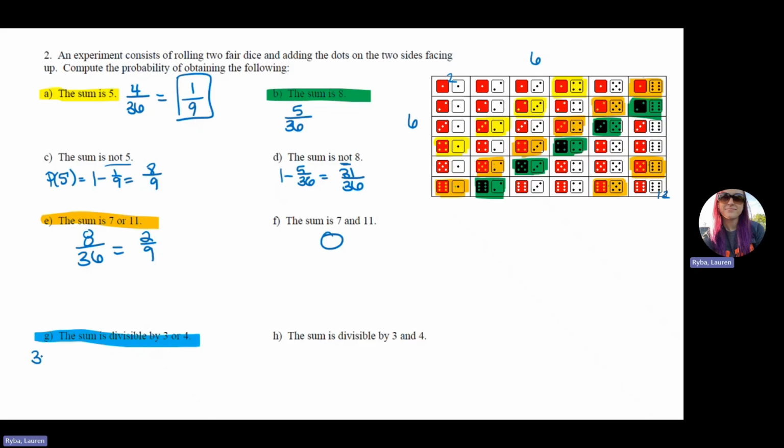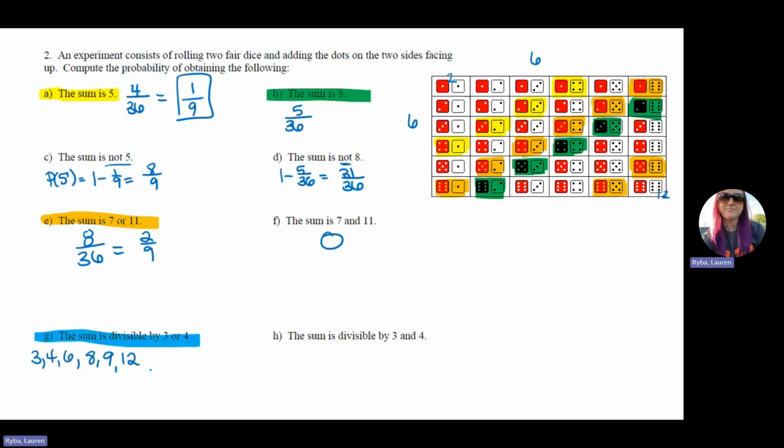3. 3 is divisible by 3. Give me another number. 4. 4 is divisible by 4. Give me another number. 6 is divisible by 3. Good. 8 is divisible by 4. 9 is divisible by 3. And then 12 is actually divisible by both of them.